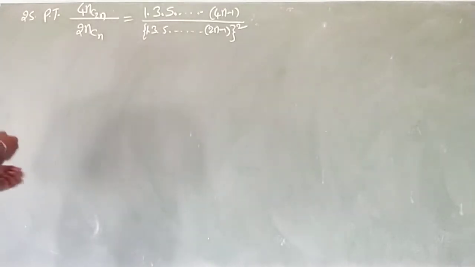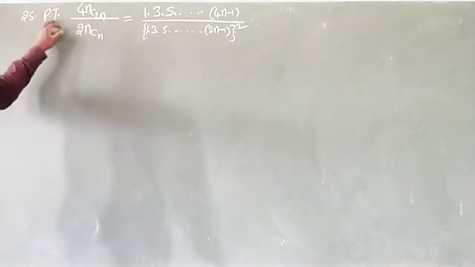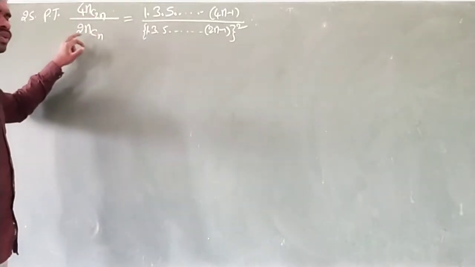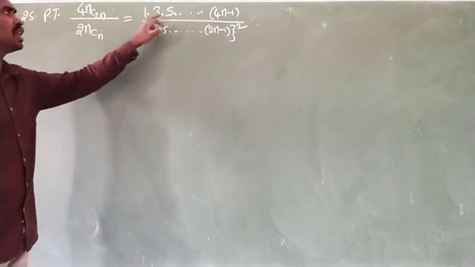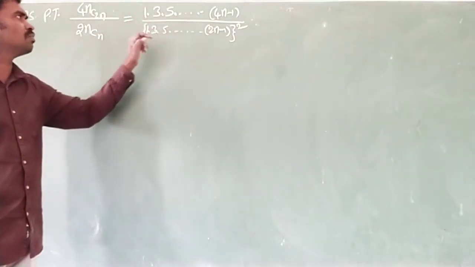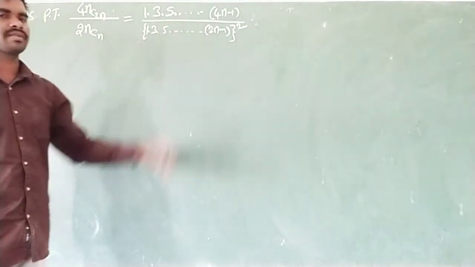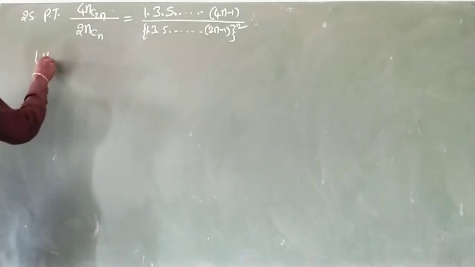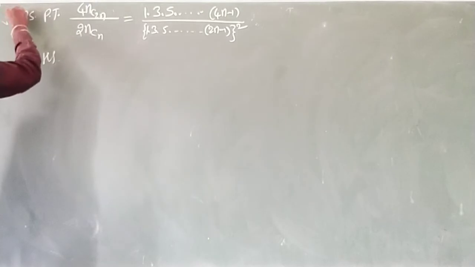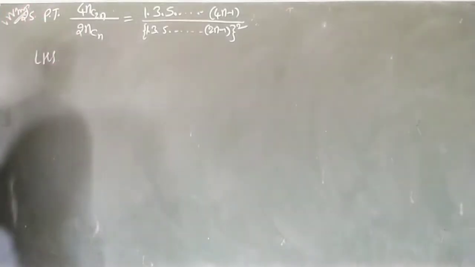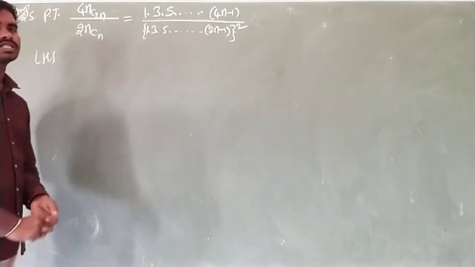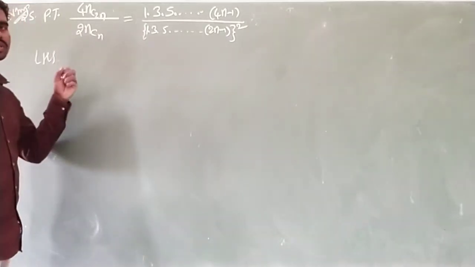Okay, last question in this chapter. Prove that 4nC2n by 2nCn is equal to 1 into 3 into 5 into so and so (4n minus 1) by 1 into 3 into 5 so and so (2n minus 1) whole square. Okay, this is a very important problem. This was asked in the previous question papers many times, several times.